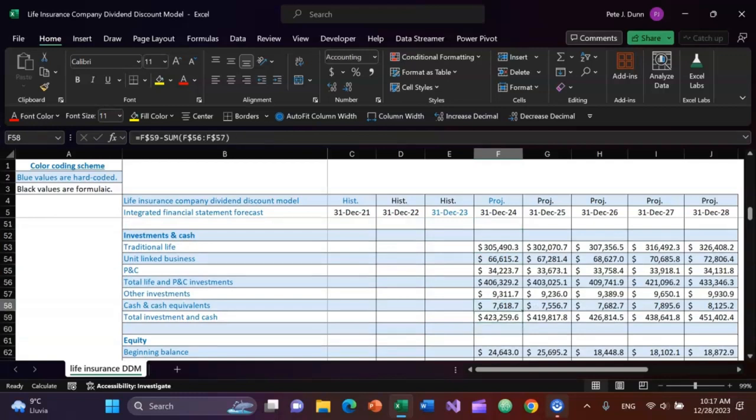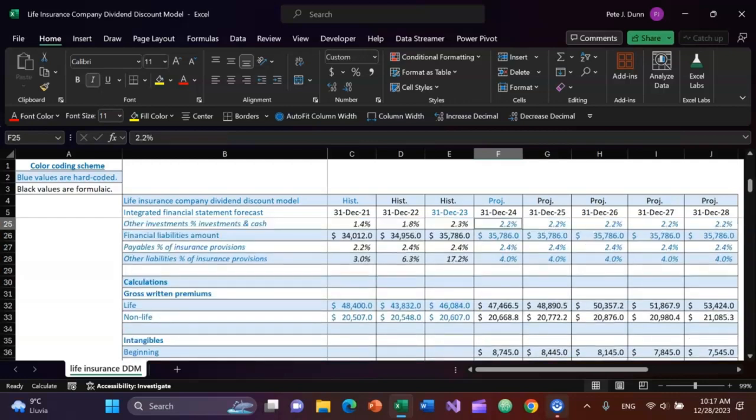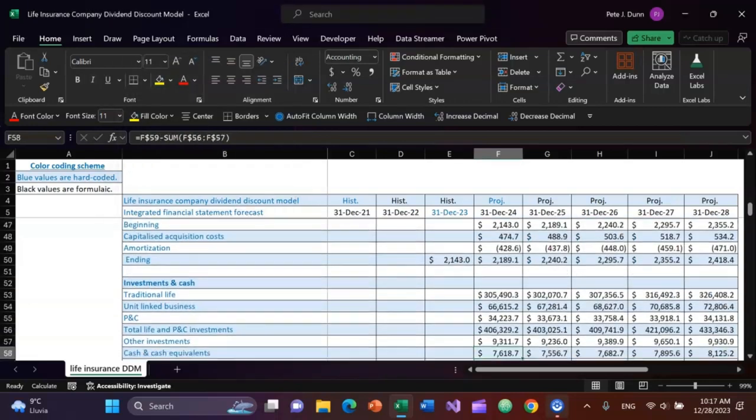Cash and cash equivalents is that total investment amount minus the total investments, which are in rows 56 and 57. Other investments is a product of total investments in cash times the assumption in row 25 of 2% of total investments in cash. F5, Enter to get back.